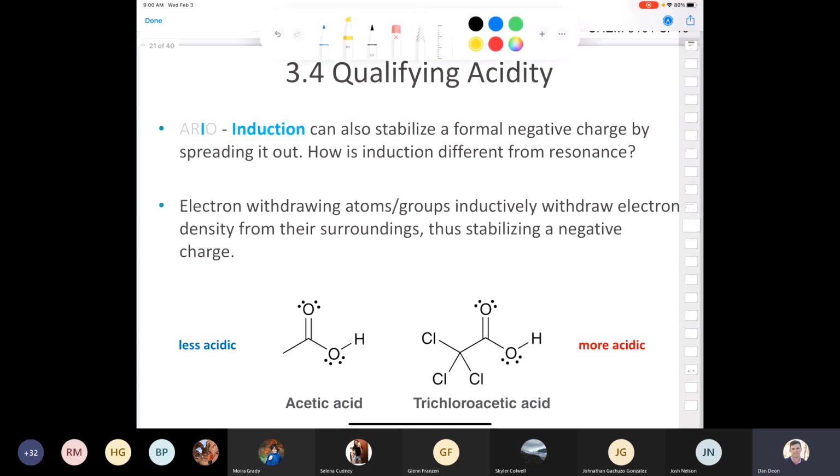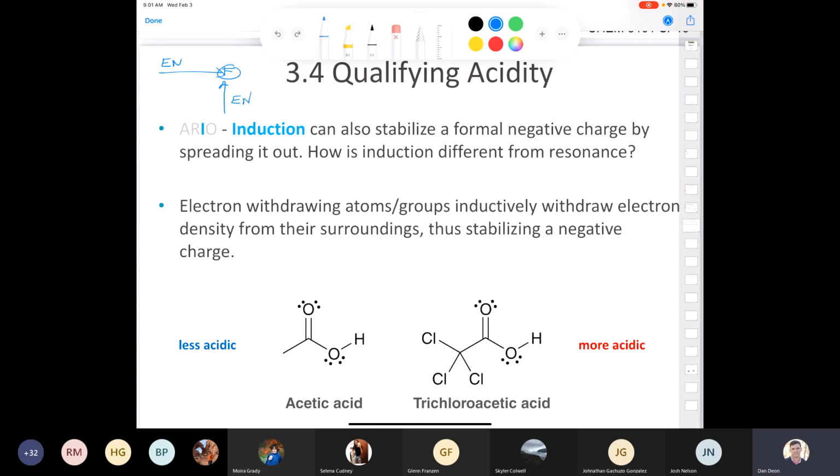You guys remember that when we have the periodic table, and we looked at this already today, so I'm kind of repeating myself, electronegativity increases in this direction, going across a period and up a group until you get to fluorine, which is the most electronegative element in the periodic table. Now, induction is this: if we can't use the atom, or resonance, to decide which is the more stable base, we look at induction, because induction can also stabilize a formal charge by spreading it out.